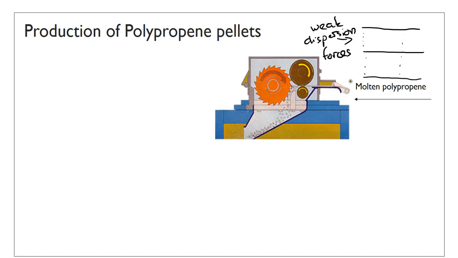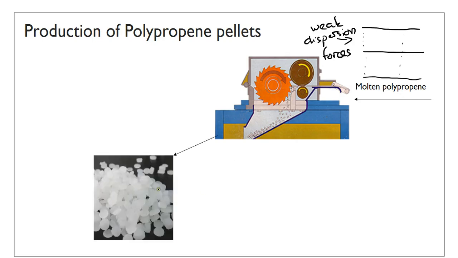But anyway, you don't really need to know too much about this, but just know that the molten polypropene comes in and then there's this machine that's going to cool it down, put it into molds and then cool it down really quickly. And in the end, it's going to be these pellets. So they're basically a solid form of polypropene.